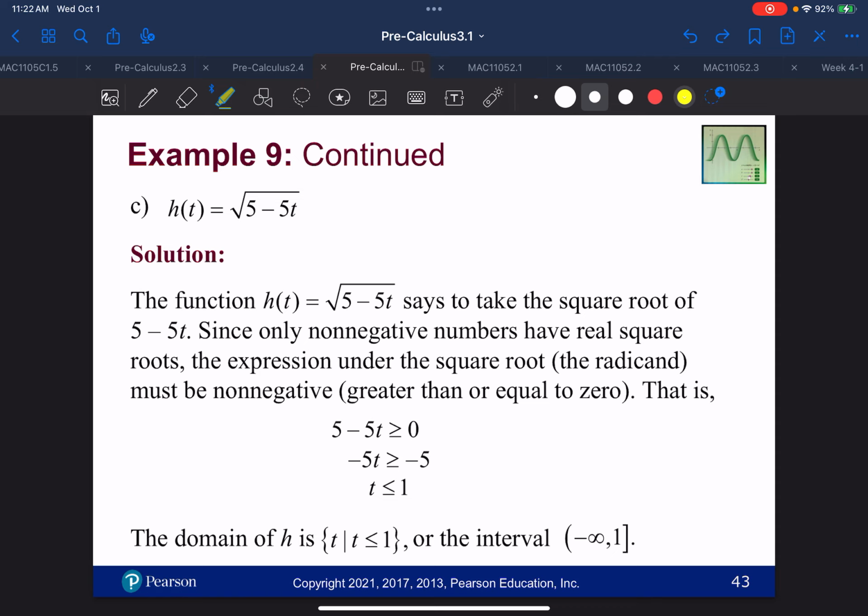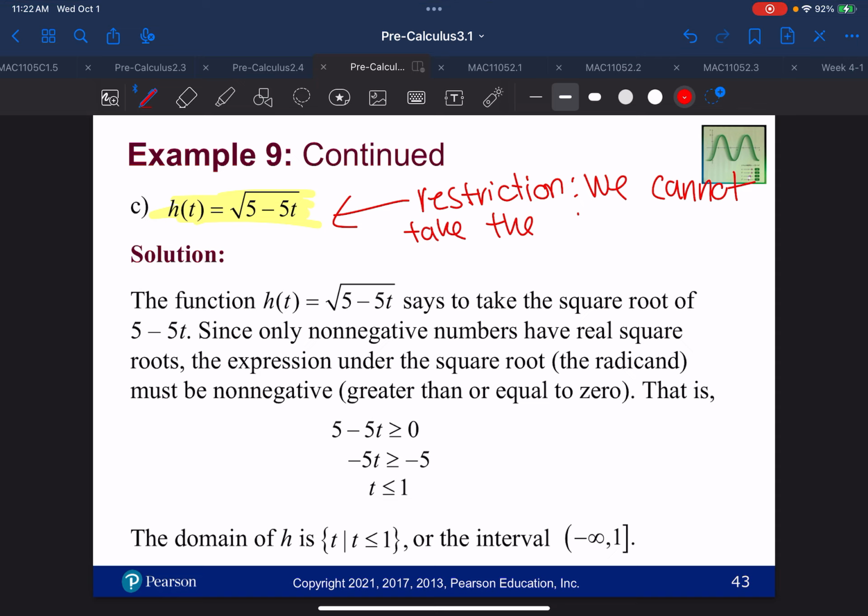Okay, and then the next example is the function h of t is equal to the square root of 5 minus 5t. So if you think about the restriction on this function, we have a square root, and we cannot take the square root of a negative number.